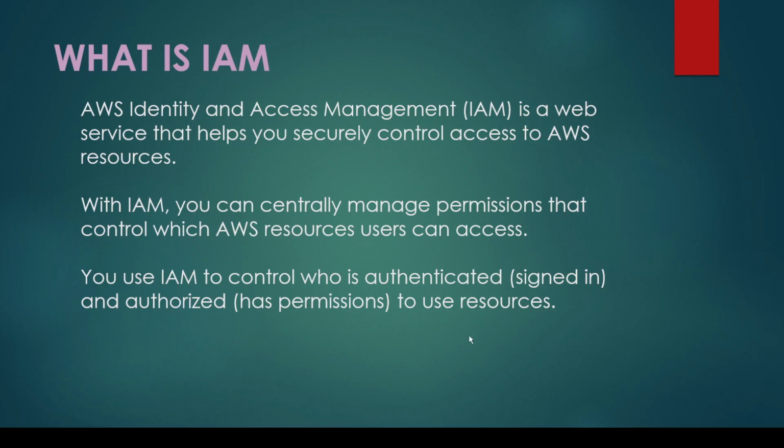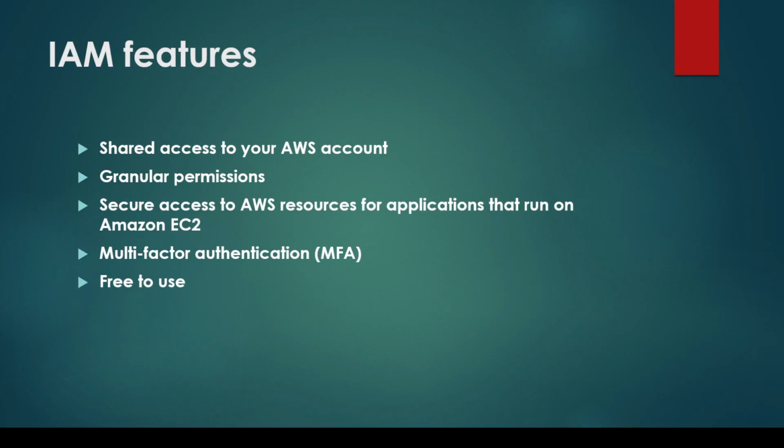Here also it is mentioned that Identity and Access Management is a web service that helps you securely control access to AWS resources, and with the IAM service you can centrally manage permissions that control which AWS resources users have access to. Accordingly that user can perform the task. So when you use IAM to control who is authenticated and who is authorized to use the resources, the resources meaning EC2 resources and S3 resources, we can control who will get access to this.